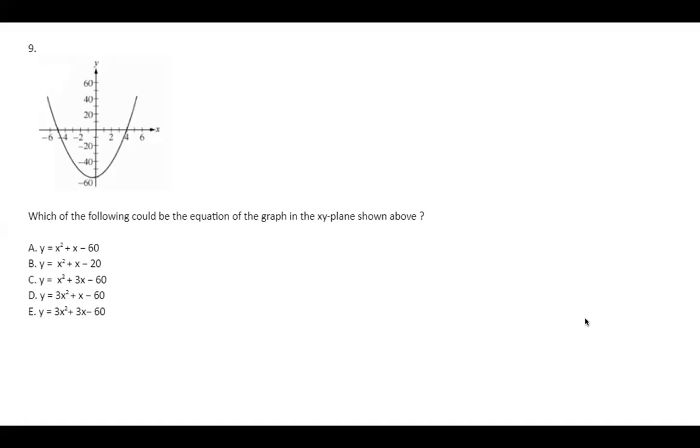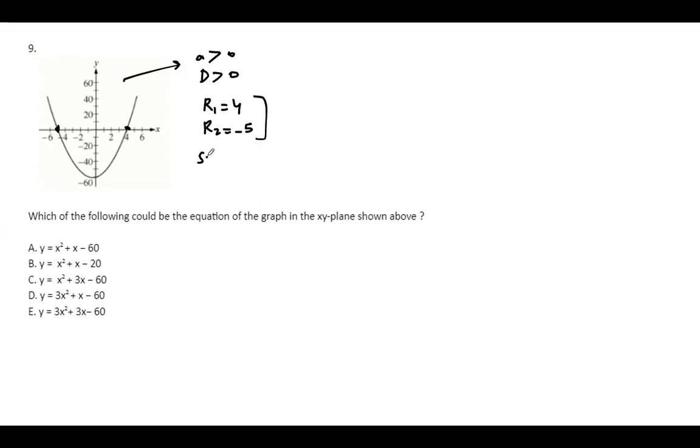Which of the following could be the equation of the graph in the xy plane above? If I were to think with respect to a and d, by looking at the graph, a is greater than 0 and d is also greater than 0. Tell me the roots of this. The first root is 4, the second root is minus 5.